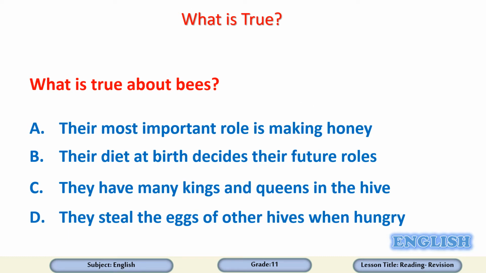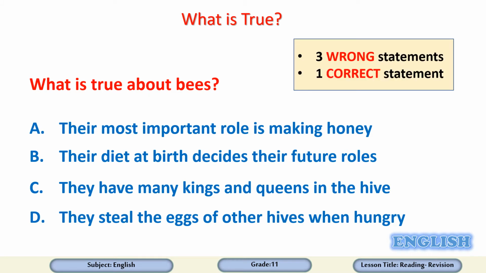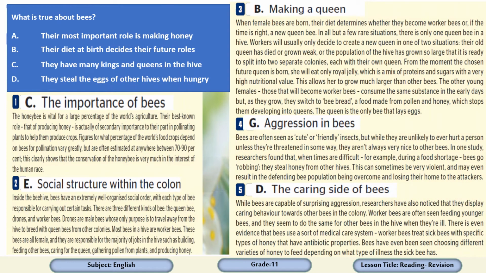We continue with another type of questions that you may find in your readings or on your exams. It's a multiple choice question, and it gives you 3 wrong statements and 1 correct statement, and you are asked to identify what is true, to identify the correct statement. First, start by reading the statements and then proceed and compare the information in the statements to the information in the text.